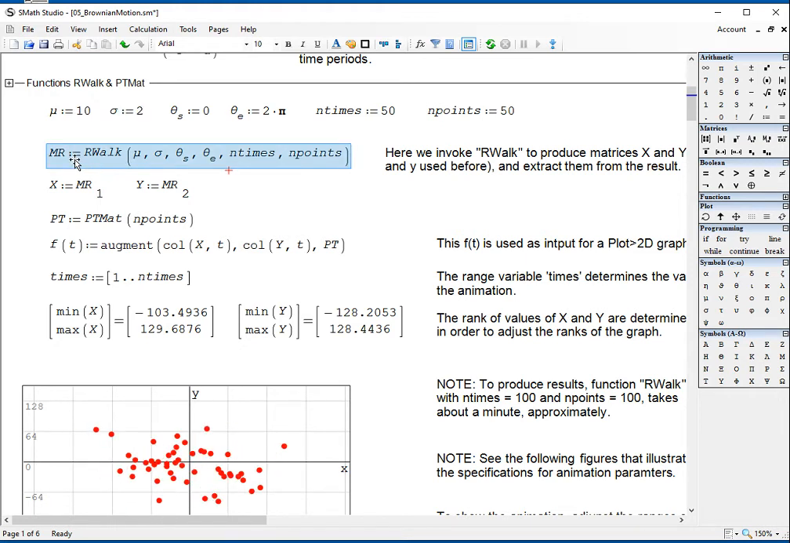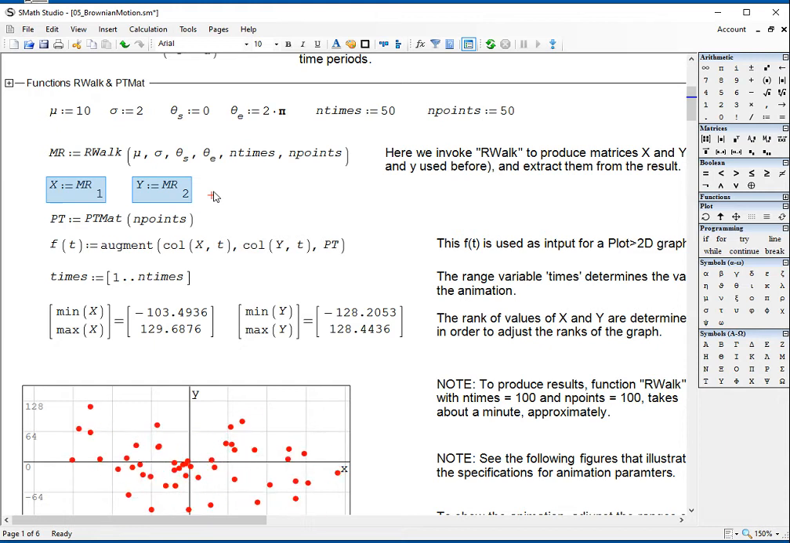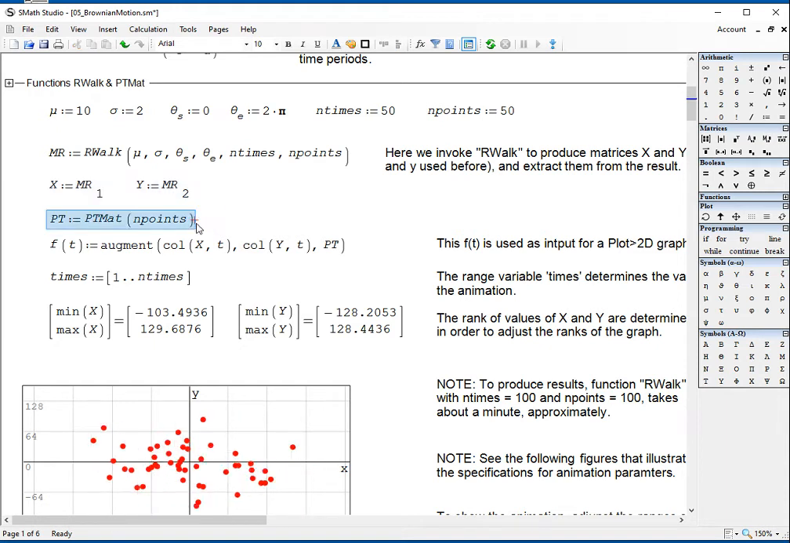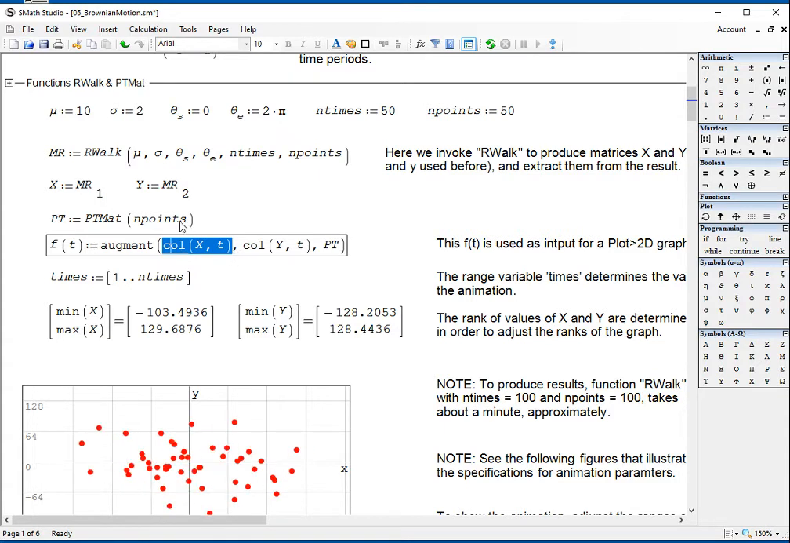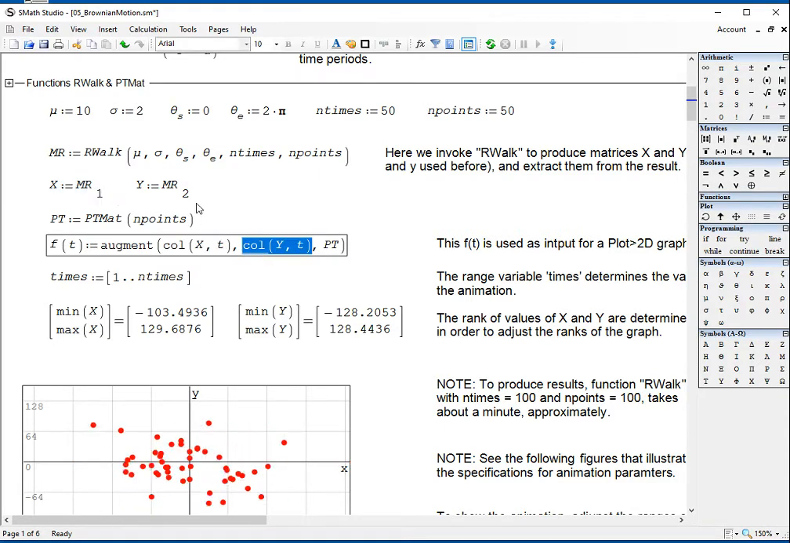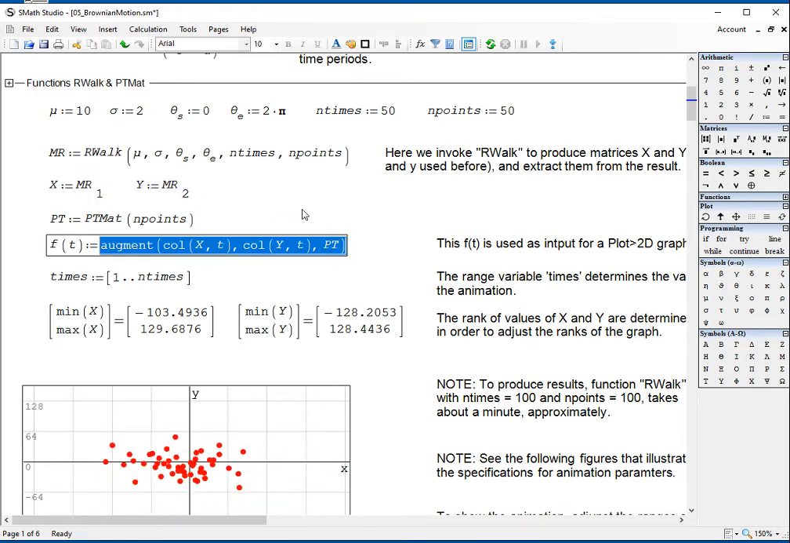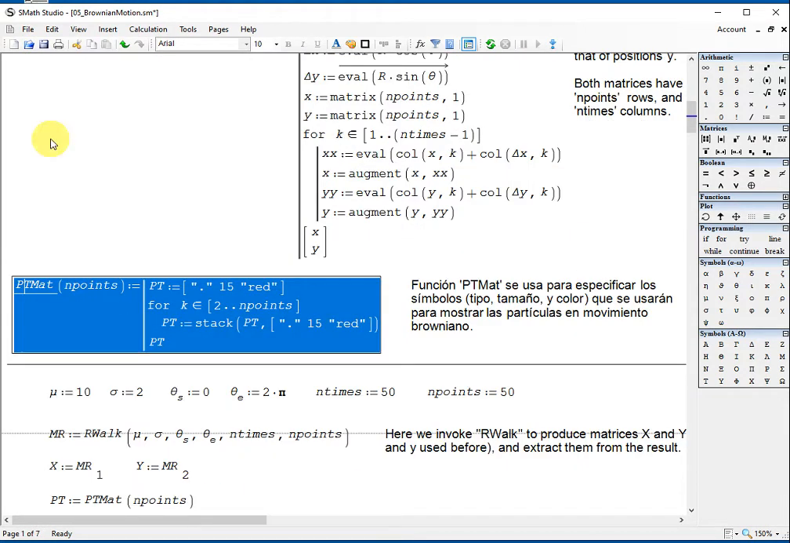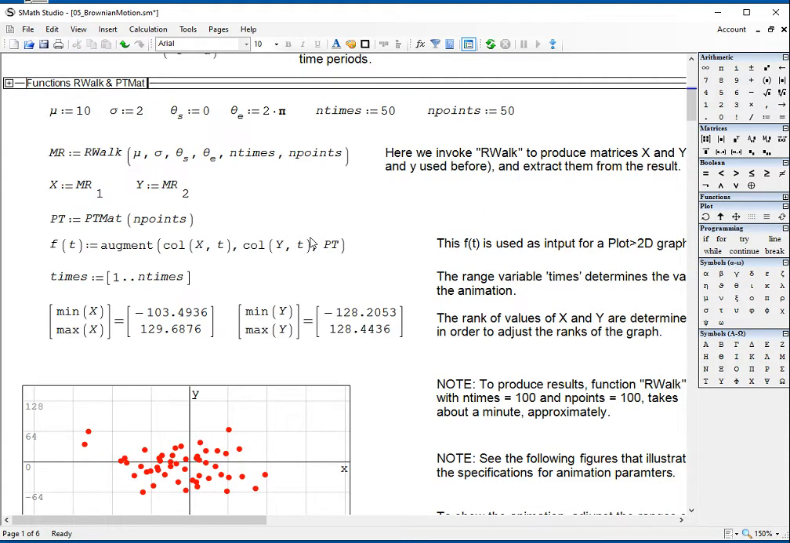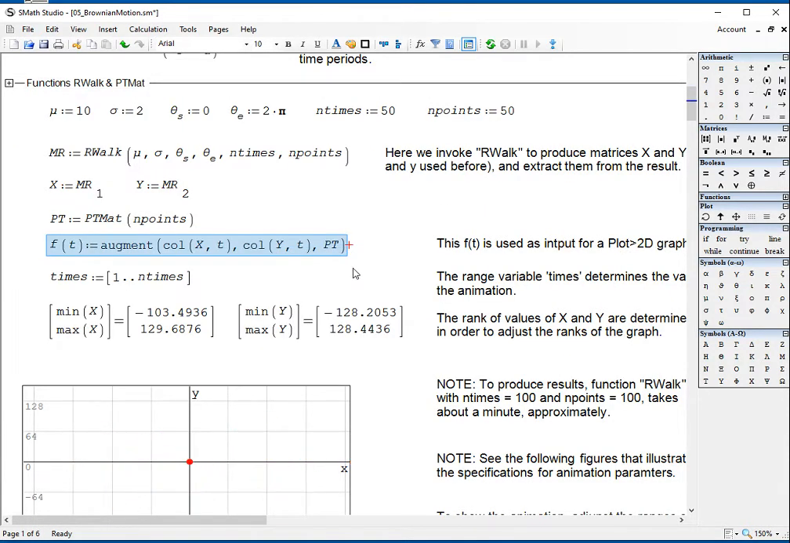I call my matrix of points, of values, sorry, of position xy, and then I extract the positions x and y, create the points, and then create a function of time where I'm going to take the column of position time t from x and the column of position time t for y. Add to that the specification of the points as I did with the function endpoints, and give me a picture of the endpoints at any particular time.